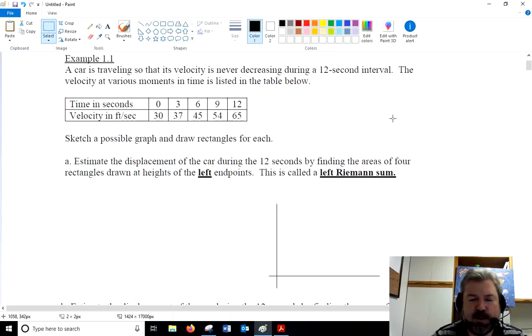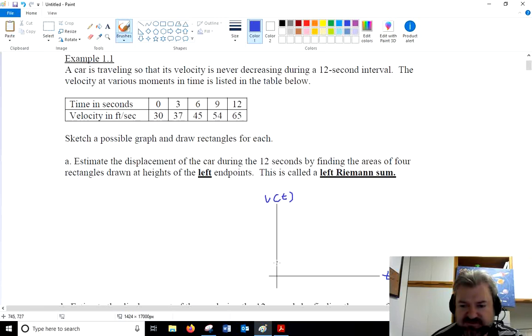Okay, example 1. Let's say a car is traveling so that its velocity is never decreasing during a 12-second interval. The velocity at various moments in time is listed in the table below. So I have different velocities at different times. What we're going to do is sketch a possible graph, and draw rectangles for each one of these situations. So when the time is 0, we're at a velocity of 30. So we're going to say that this is time here, and this is velocity as a function of time.